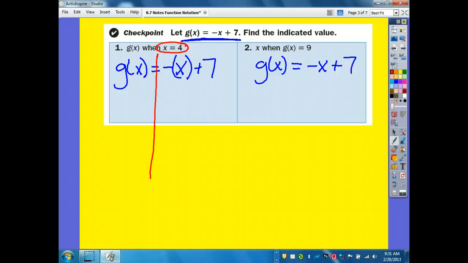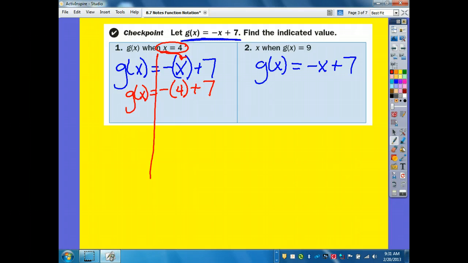Which one? Who says the left? Raise your hand. Who says the right? Good, because it just says the x. So we're going to put it in for this one. So let's find g of x. If x is 4, what is my answer? What did you come up with?